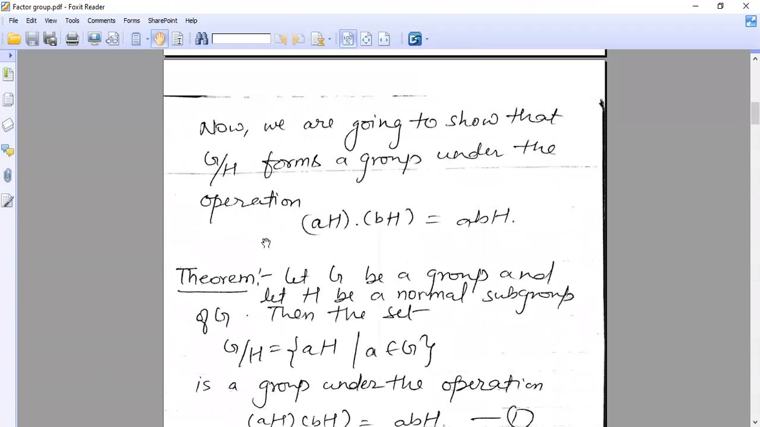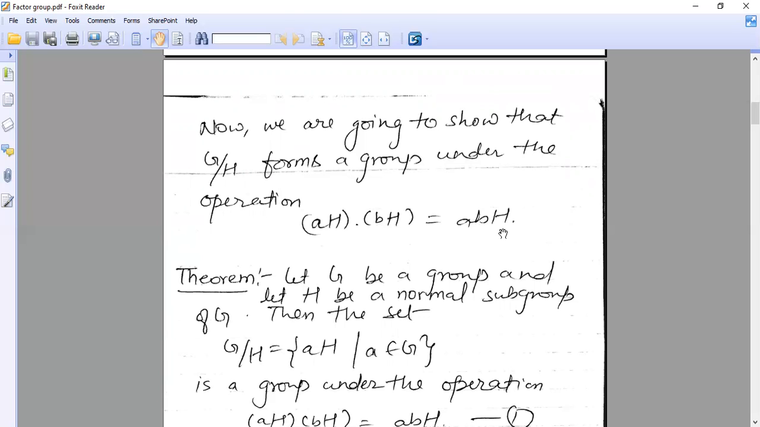And the binary operation is this. We are going to show that G upon H forms a group under this operation. You take two cosets AH and BH, where A and B are elements of G. Then AH is combined with BH and you are getting another coset ABH. So this is the operation by which you are combining two elements of that collection.